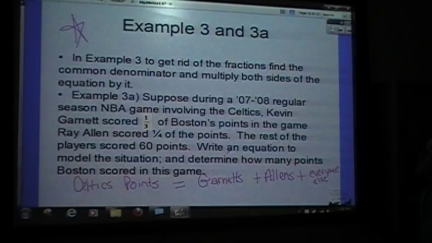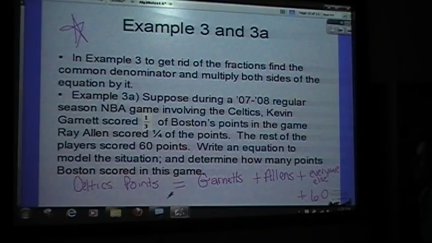Okay, the rest of the team scored 60 points. So this is a very important piece of information. The everyone else is 60. Okay, how much did Ray Allen score? Well, he scored 1/3 of all points. He did not score 1/3 of 60. He scored 1/3 of all points.